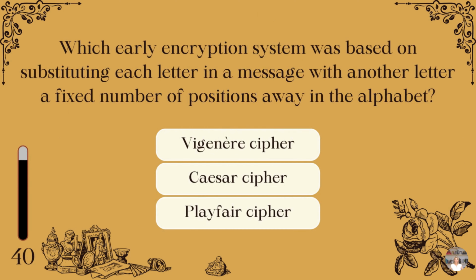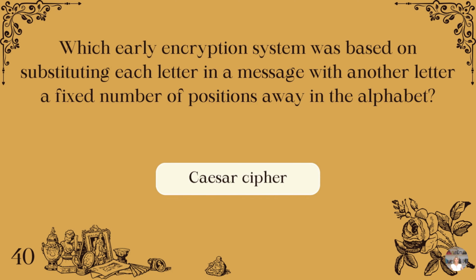Which early encryption system was based on substituting each letter in a message with another letter a fixed number of positions away in the alphabet? Beguinier cipher, Caesar cipher, or Playfair cipher? Caesar cipher.